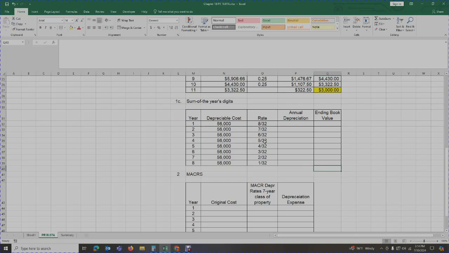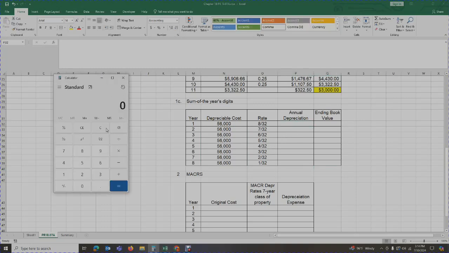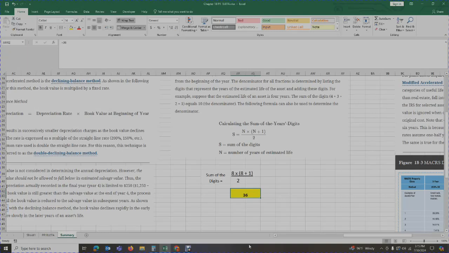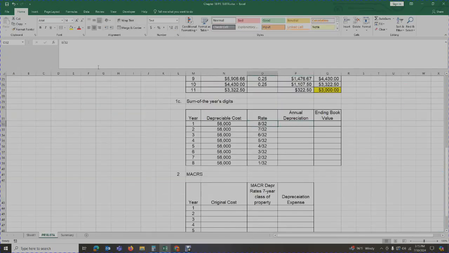Now, we're going to calculate the annual depreciation. I'm going to get my calculator for that. We're going to get the 56,000 times 8 divided by 32. Let me do the calculation one more time. Oh, I'm sorry. I put 32 and the number's 36. I was like, why is my calculation off? We had calculated the sum of digits, which was 36. I just typed all of them wrong. It should be 36 here. Let me fix that real quickly.